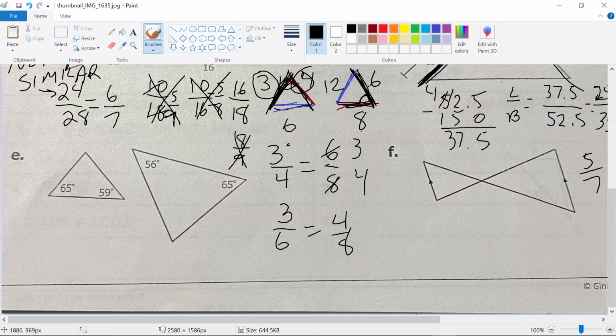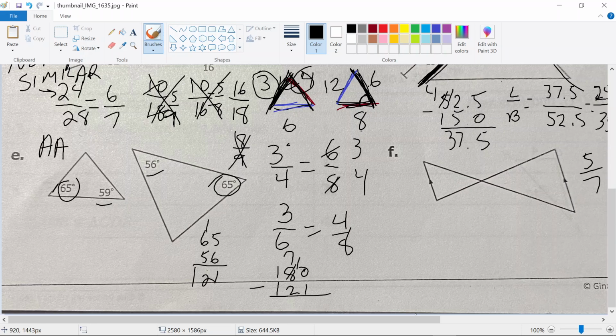This one, I'm not given any side, so I'm going to have to see if I can find angle. Well, certainly, here's 65, so I've got one, but then there's 59 and 56. But wait a minute, what's this third angle? What's 65 plus 56? 121. What's 180 minus 121? 59. So the third angle in this triangle is 59.